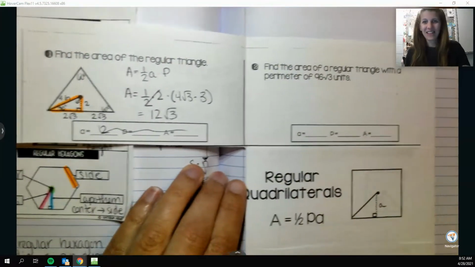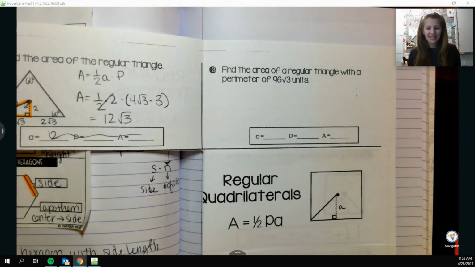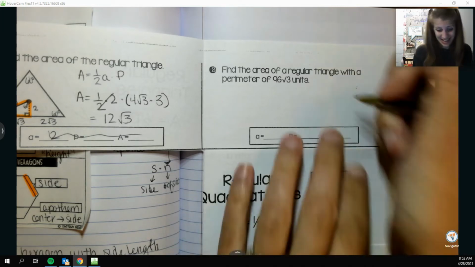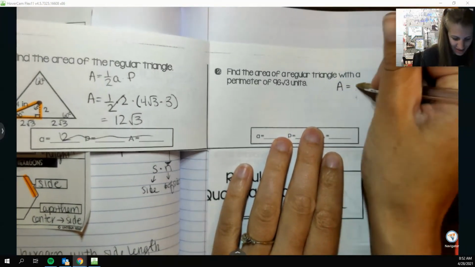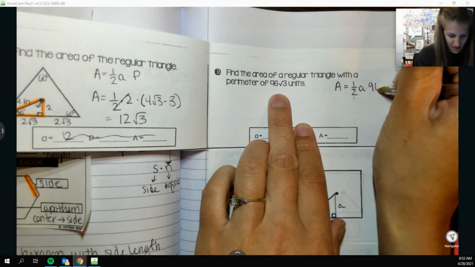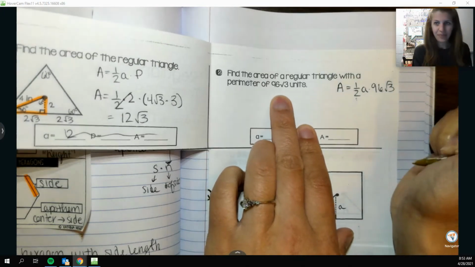Okay, let's try one that's a little bit backwards. So find the area of a regular triangle with a perimeter of 96 root 3 units. Wait, what? Area equals half apothem times the perimeter, but I need the apothem.